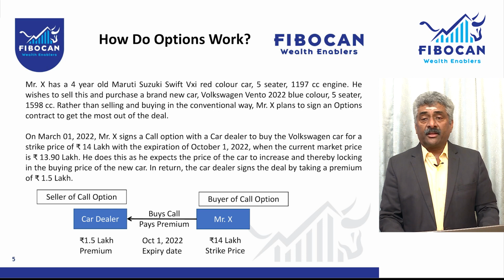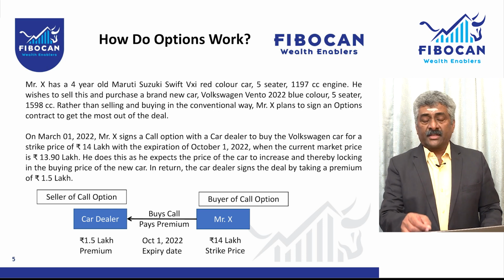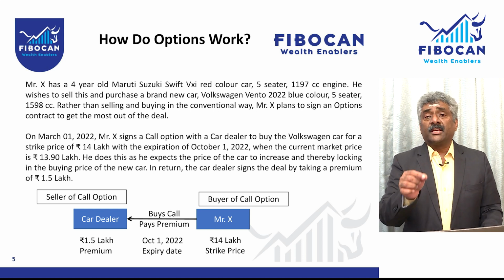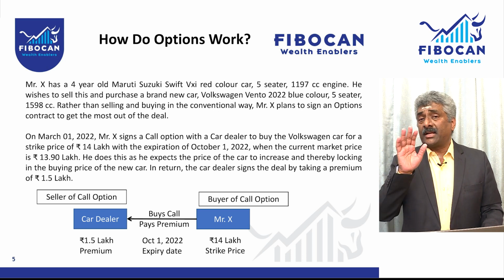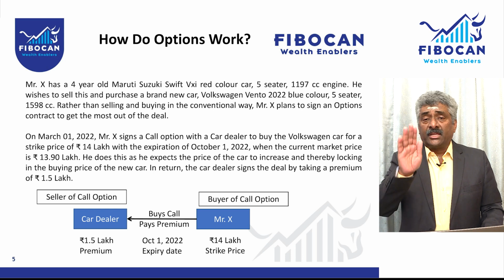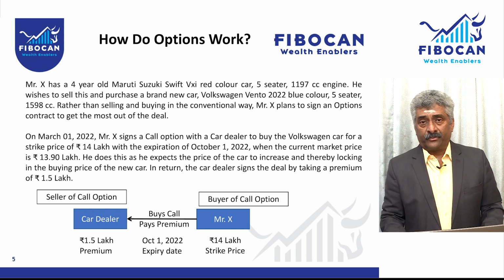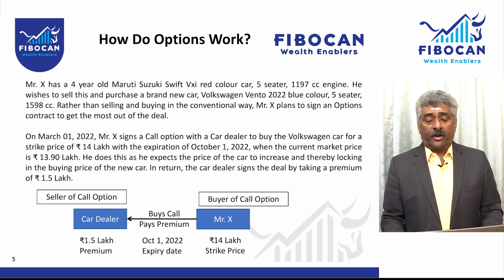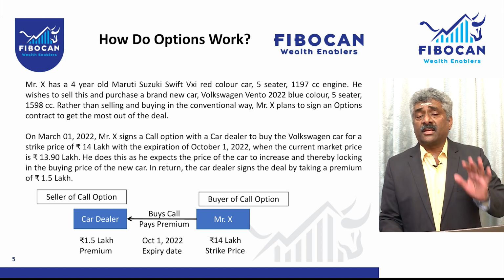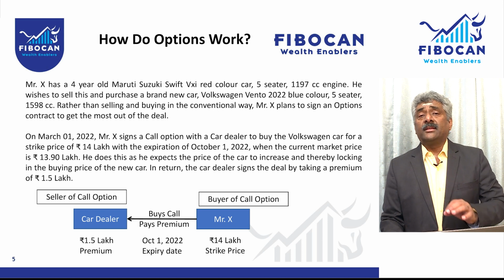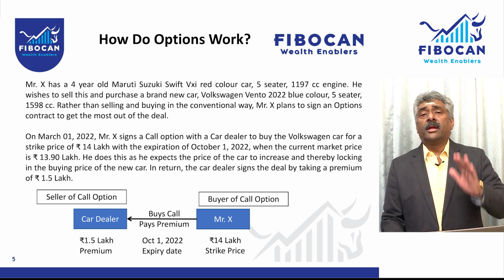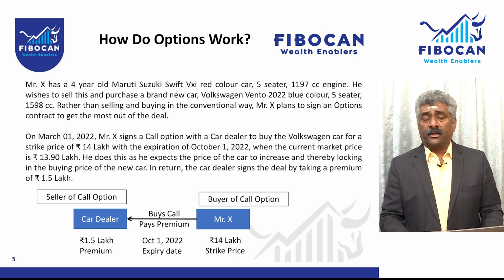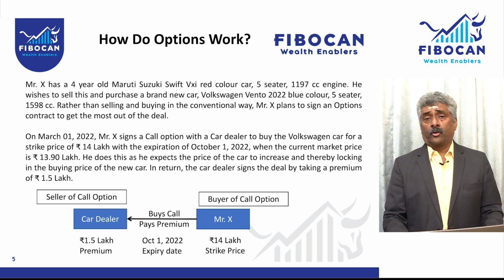So as you can see here pictorially, we have put Mr. X, strike price 14 lakhs, he is the buyer of the call option. Please understand, he is not buying the car, he is buying the call option which gives him the right to buy the car. That's the important thing. So he pays a premium of 1.5 lakhs to the car dealer. The car dealer is the seller of the option. The seller compulsorily has the obligation to sell the car if X demands on the 1st of October. The 1st of October is the expiry date.